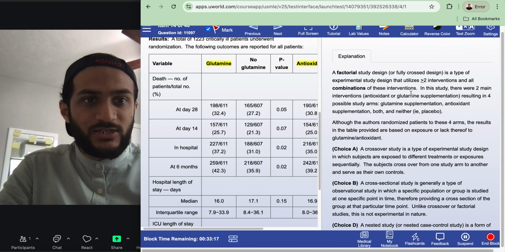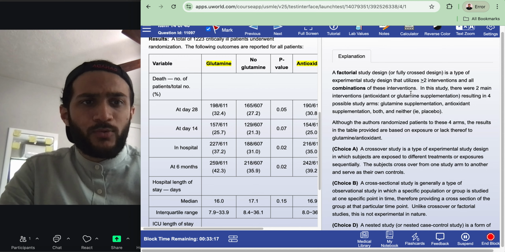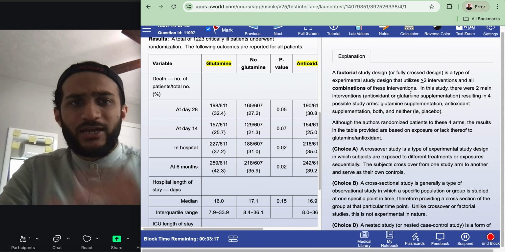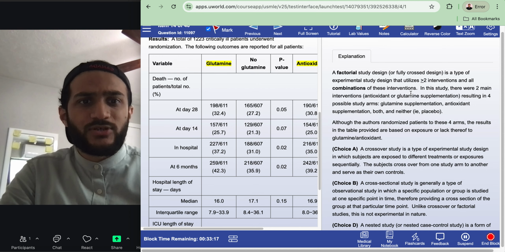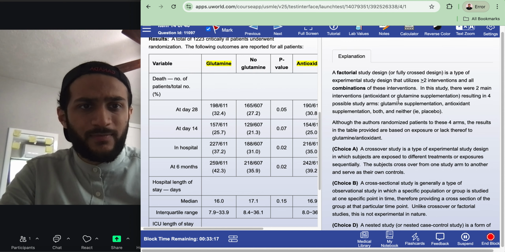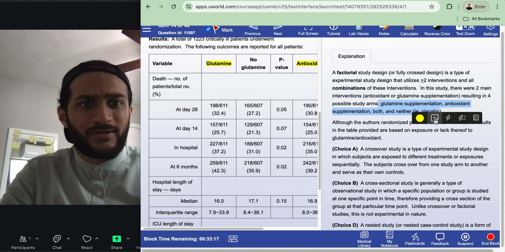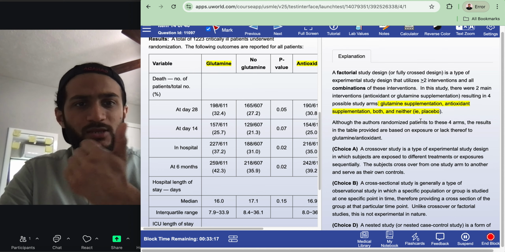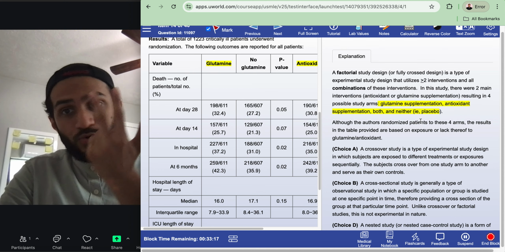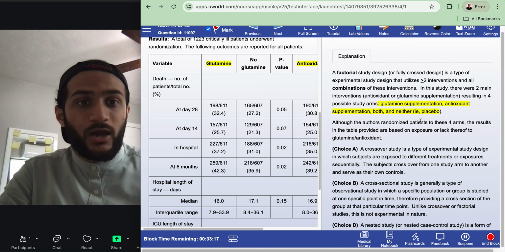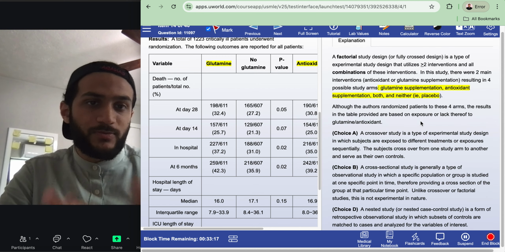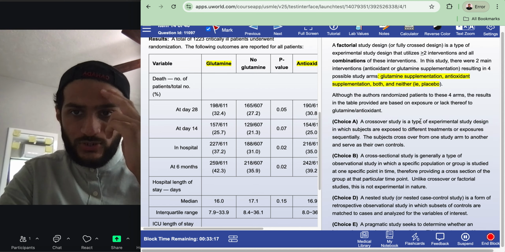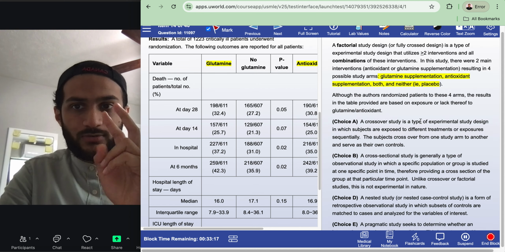of these interventions. In this study, there were two main interventions: antioxidants and glutamate supplementations, resulting in four possible arms. So glutamate supplementation, antioxidant supplementations, both, neither, therefore placebo. So you either had glutamate, antioxidants, you had both of the drugs, or you had neither, therefore you use a placebo. Okay, so there was no crossing over, so that was completely dumb of me. You had both, but you're not crossing over.